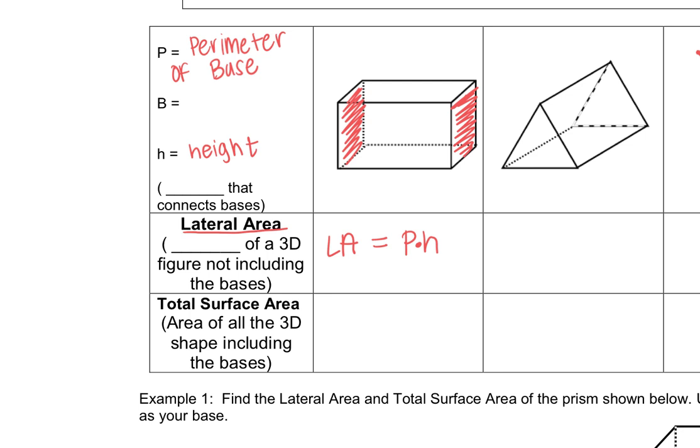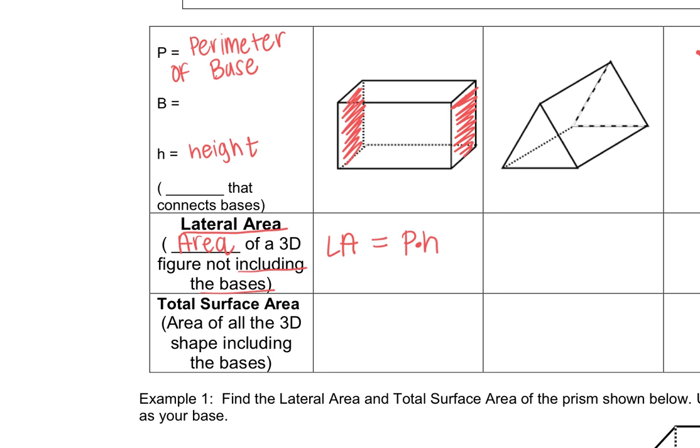So at the bottom, for lateral area, my definition is the area of a 3D figure that's not including the bases. So when I ask for the lateral area, you're looking for the area all within your shape except for the area of the bases. You exclude those.